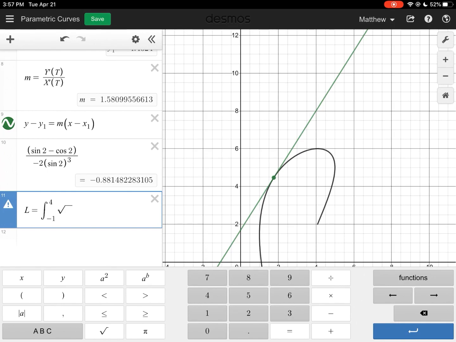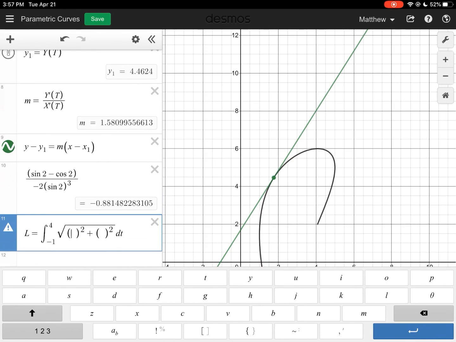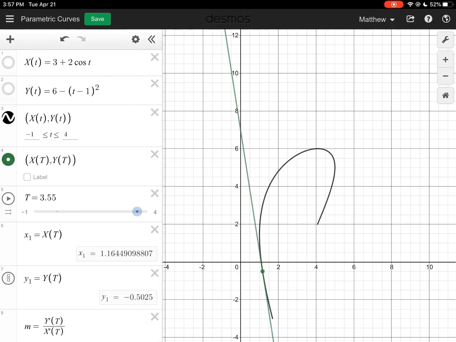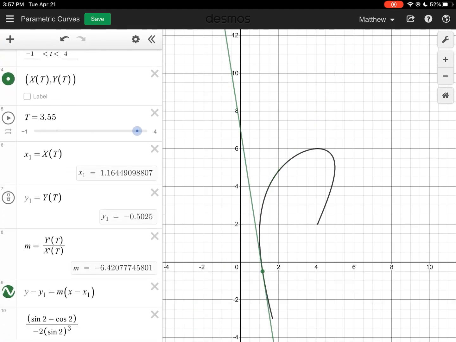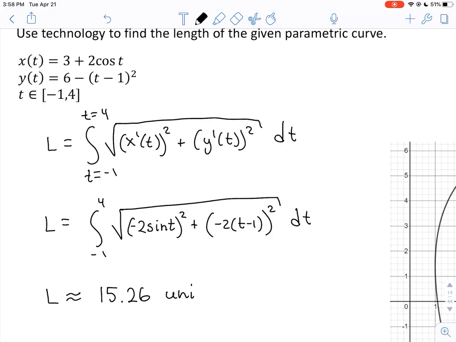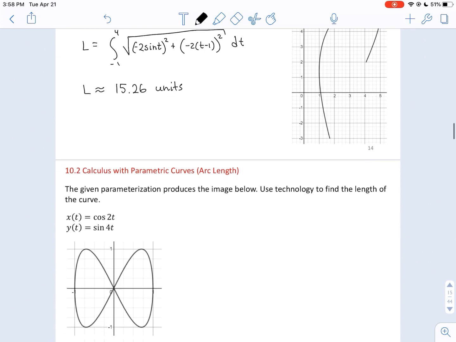Then we do a square root. And instead of typing in the actual derivatives, I could just say capital X prime of t. Inside these squares, you put the derivative of x and the derivative of y. And since we've already typed them in up here, those are the two functions in question, we can actually have Desmos just say x prime of t and y prime of t. All right, the length of this curve is about 15.26 units. So meters or feet or inches or whatever the units of measure are.